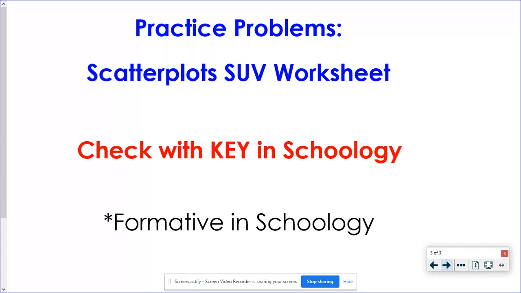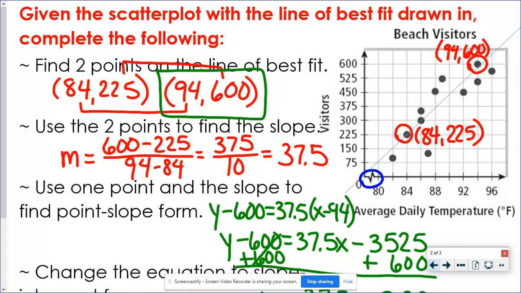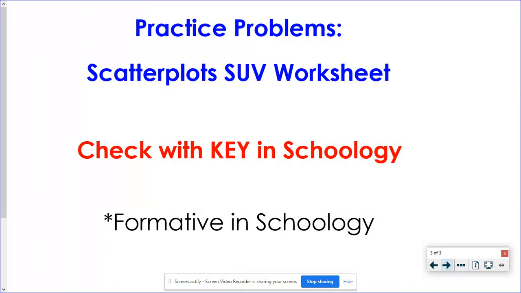But remember, if you pick different points than we picked on the answer key, your equation might look different. However, your slope should still be similar. So my slope here in this problem was 37.5. If you had a slope of like 35, you're fine. If you have a slope of 75, that's not fine, right? It's got to be similar. It's got to be close. Same thing with the y-intercept. They should be close to each other.